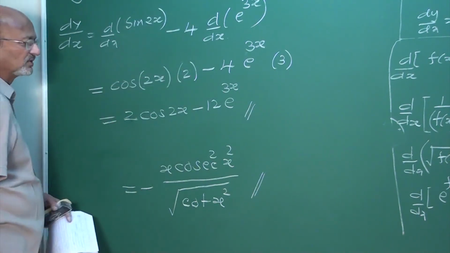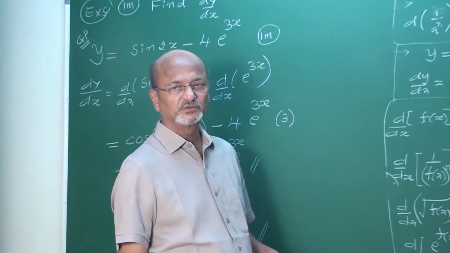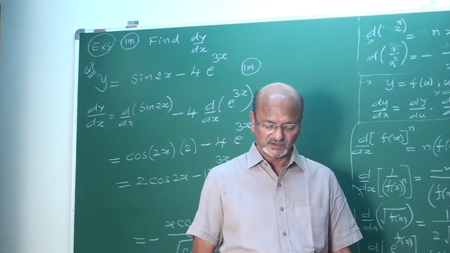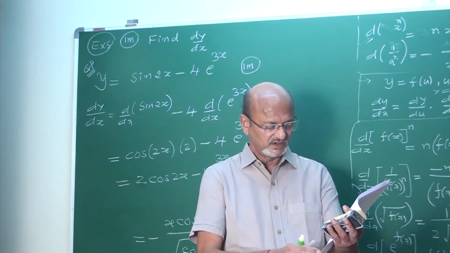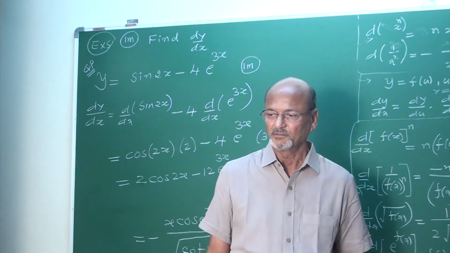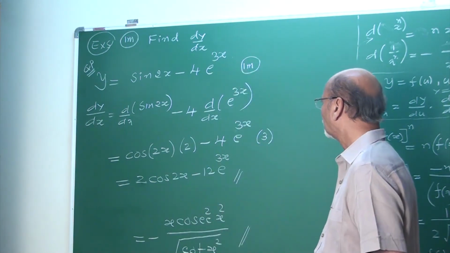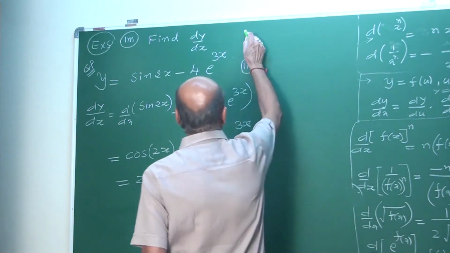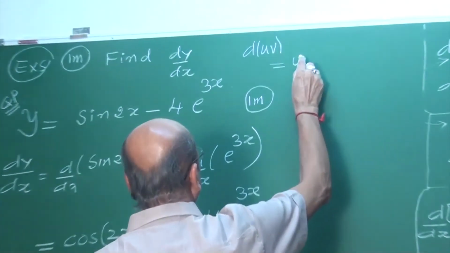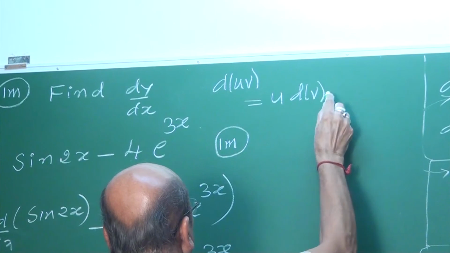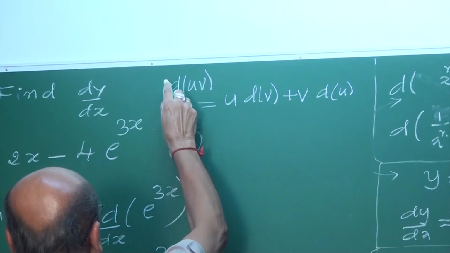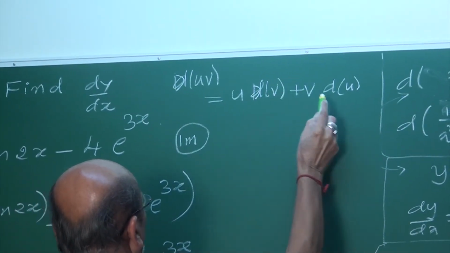Sometimes simple examples, my friends, they give. One more example is there in your textbook. I do that example. It depends on your derivative of UV formula, the UV product. It is U into derivative of V plus V into derivative of U. If you wanted, you can write the derivative.